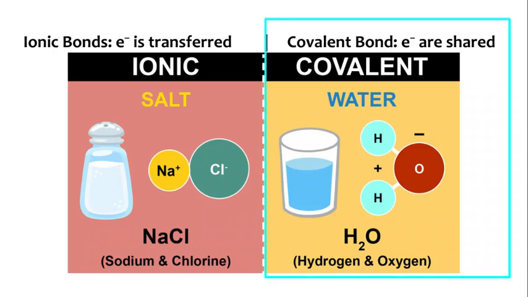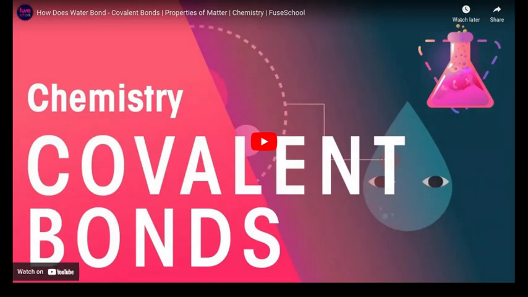And like I said, our primary bond that we'll be talking about in biology is the covalent bond, the sharing of those electrons, especially in water. So let's watch this quick little video to refresh what a covalent bond is, how it works, and transition into the water molecule itself.